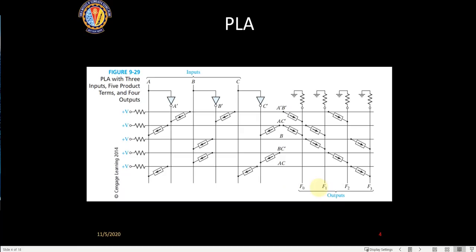Is it okay? Sir, what exactly is the output representing here? Can anybody guess what F0 is? F0 is A dash B dash plus AC dash. If any of them is 1, F0 will be high. Similarly, F1 will be A dash C dash, or what is this function which has come? It is only B that is connected here, so or B. Is it okay?